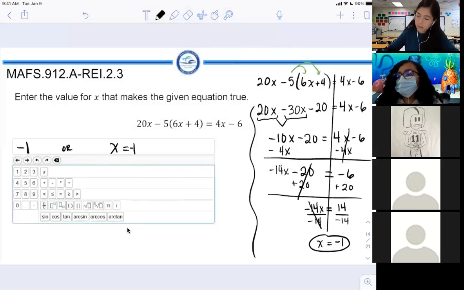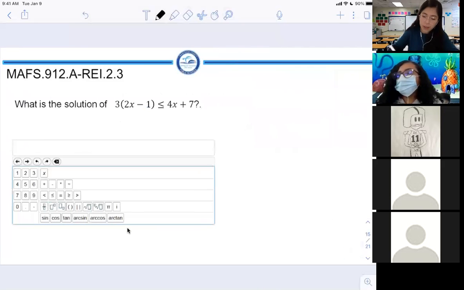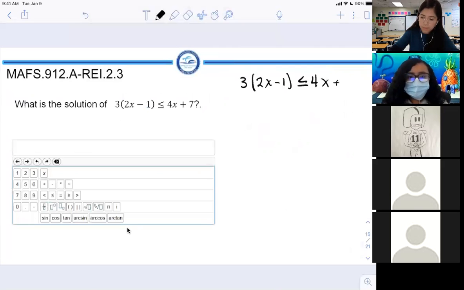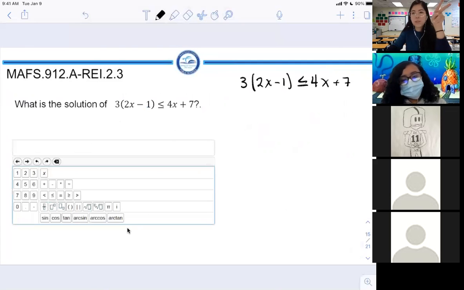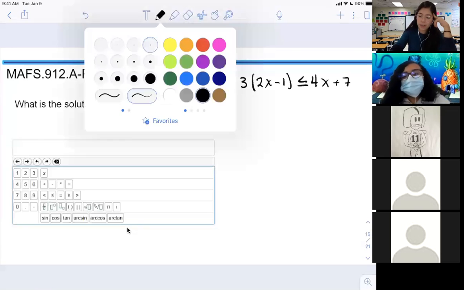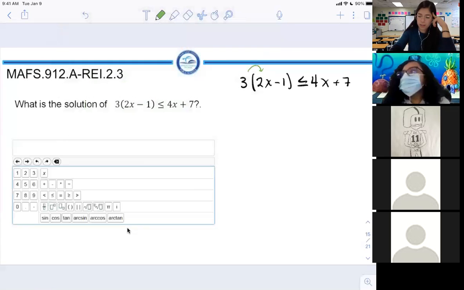Cool. Another one. Now we have an inequality, but same idea. What's the one thing you always have to watch out for with inequalities? Who remembers? The way it's facing, what might make it switch directions? If you divide by a negative. So just be careful. If you divide by a negative, you'll have to switch your sign. So let's see if that happens.